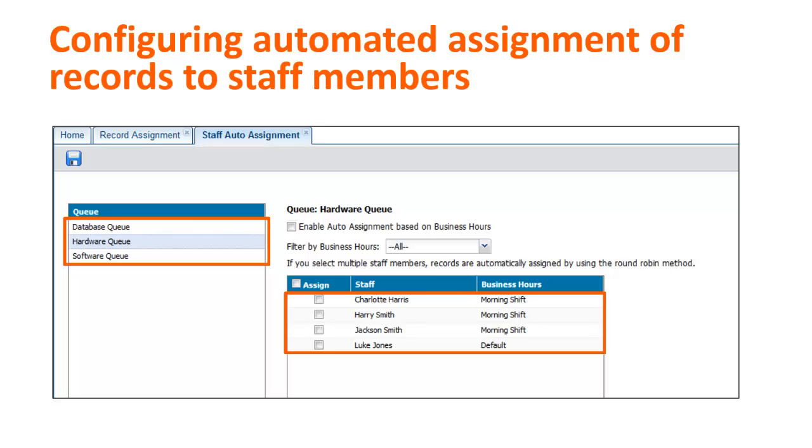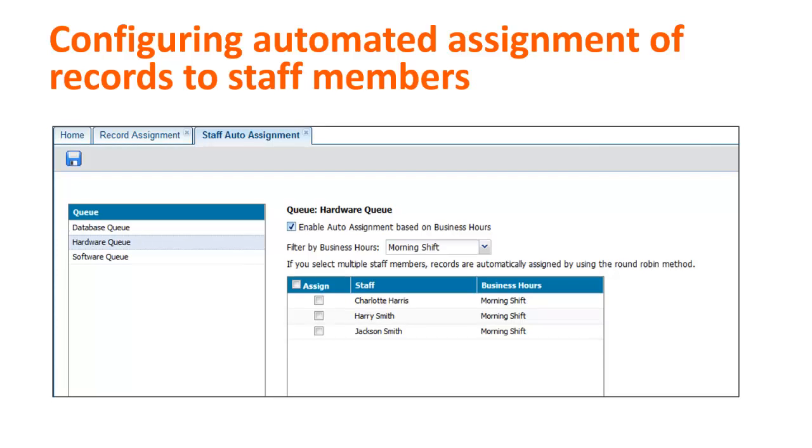If your staff members work in multiple shifts to resolve incidents and service requests, on the Staff Auto Assignment tab, you can configure the automated assignment of records based on business hours. Click Enable Auto Assignment based on business hours to enable the automated assignment of records that are created during those business hours to staff members who are selected for those specific business hours.